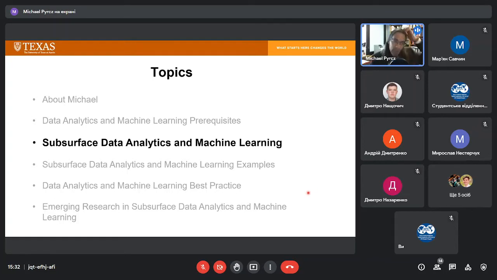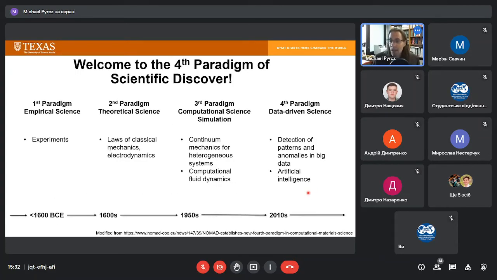Now let's talk about subsurface data analytics and machine learning. I'm going to get a little bit philosophical. Has anybody here ever been welcomed to the fourth paradigm of data-driven science? Anybody ever had anybody say, welcome? I'll tell you what, if not, let me be the first to welcome you to the fourth paradigm of data-driven science. Now, what are the other paradigms?